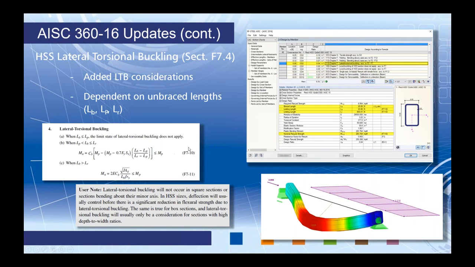standard F7-10. The code does have a user's note saying essentially lateral torsional buckling probably won't control in most cases for HSS. Realistically, deflection will usually control, and that's definitely the case with our model today. Lateral torsional buckling is really low, and serviceability is a much higher code check. So just something that's interesting there.